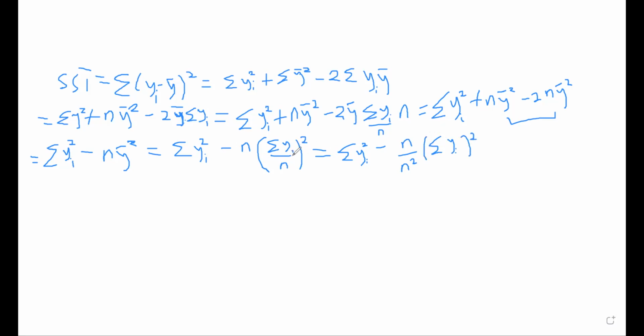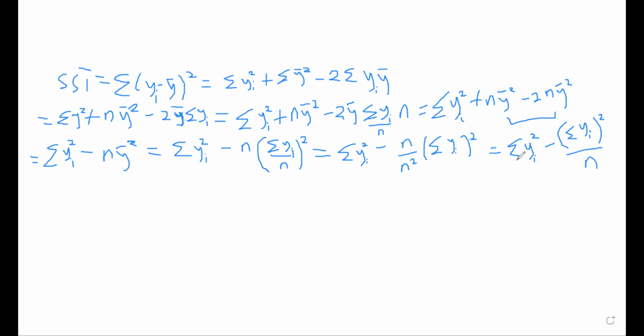Okay, so this becomes, I just took the n squared out of the bracket, so you have the sum of y i squared minus the sum of y i all squared over n. I'm sure you are familiar with this formula. You've seen it before somehow.